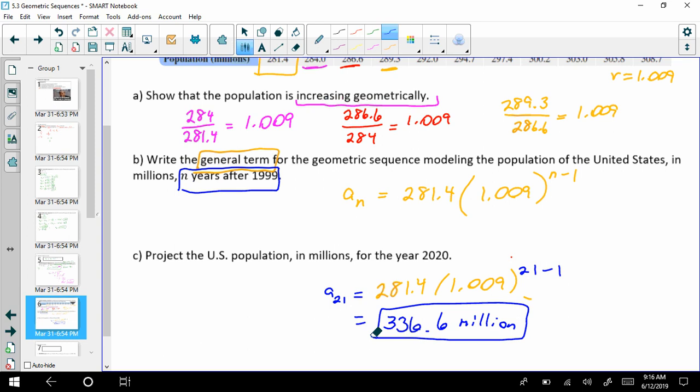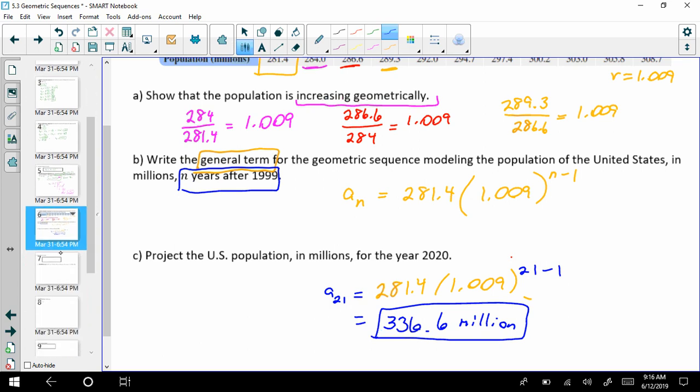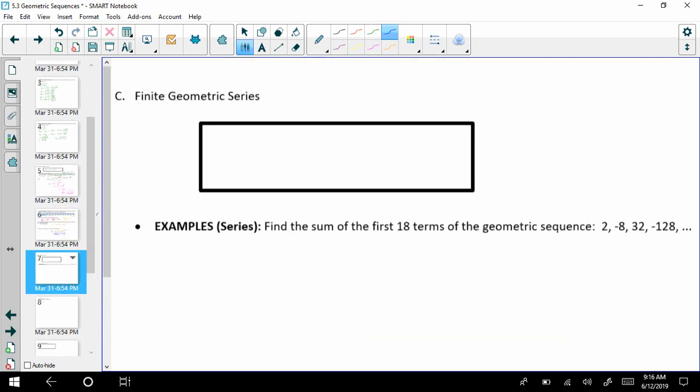Okay, so some of the powerful things about sequences and series, once you have the formula, they can be used to make predictions or projections about populations, which is huge for countries, especially if you're trying to determine, will we have enough resources for such and such a thing? So the ability to project is big.